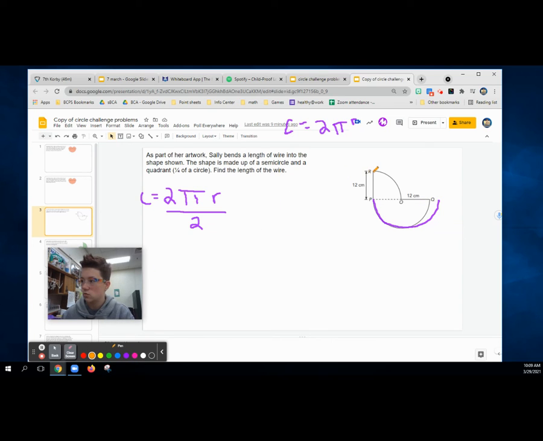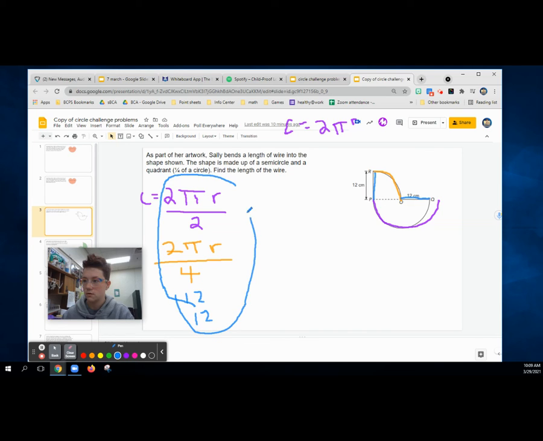Now let's do this orange segment. And that's not a half of a circle, but a fourth of a circle. So we would do 2 pi r divided by 4. So that takes care of the orange section and the purple section. Then we would just have to add 12 and 12. So when you add these all up, you end up with that wire shape.